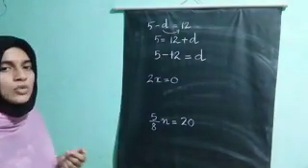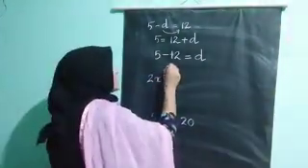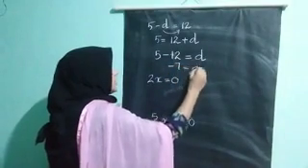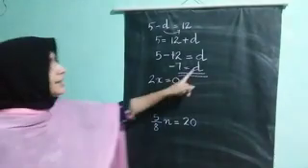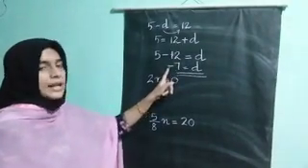5 minus 12 is minus 7. Subtract the smaller from the bigger and put the sign of the bigger. So the value of d equal to minus 7.